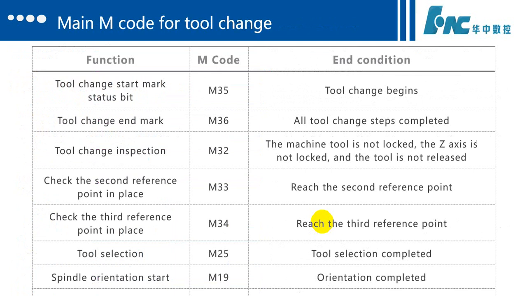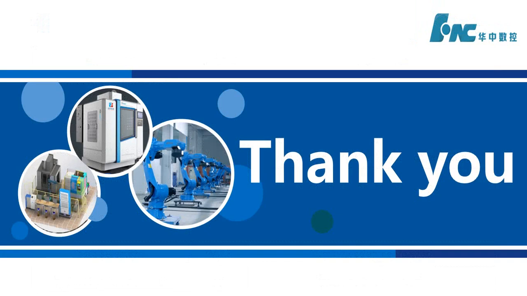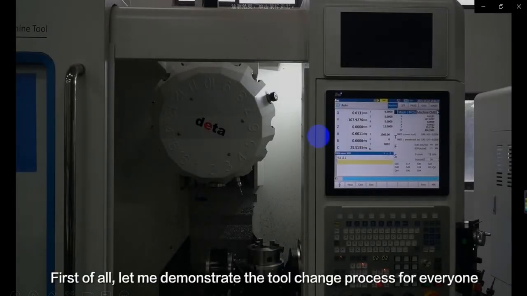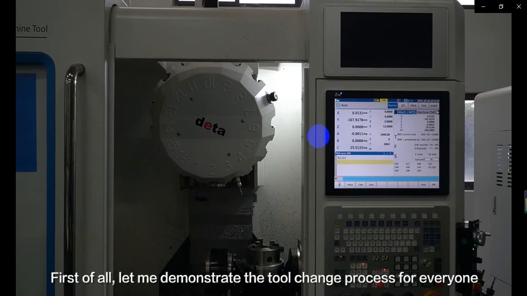And now we can see the main M code for tool change and its function and the end condition. First of all, let me demonstrate the tool change process for everyone.